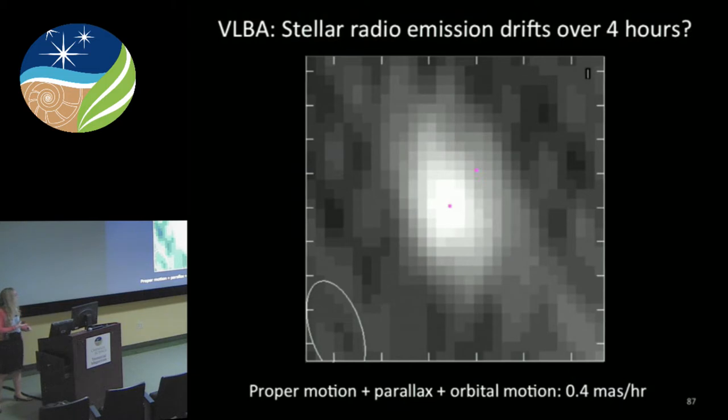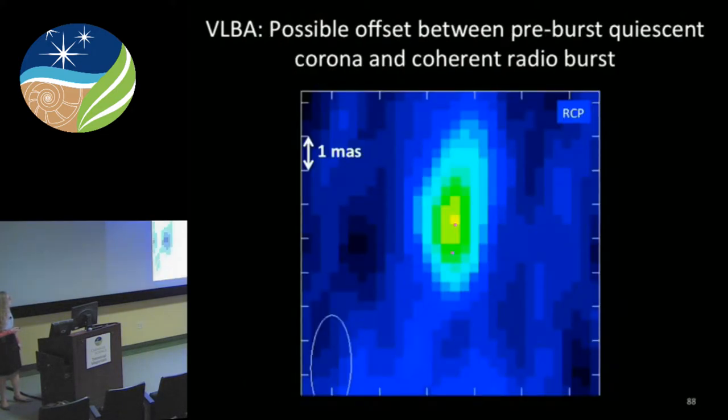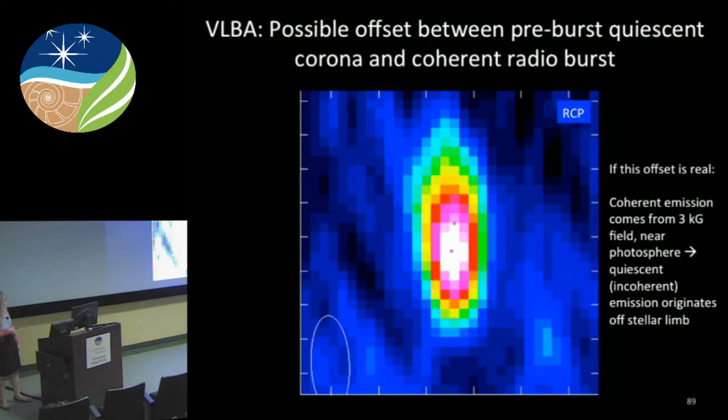The star is in a wide binary. It's only a few parsecs away, and it's moving fairly fast. So that is what you're seeing there. But in addition, once I took those effects out, here's an image of the quiet emission of the star. And here's the coherent radio burst.